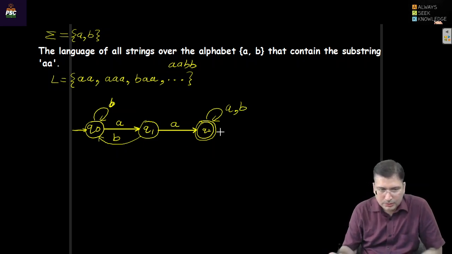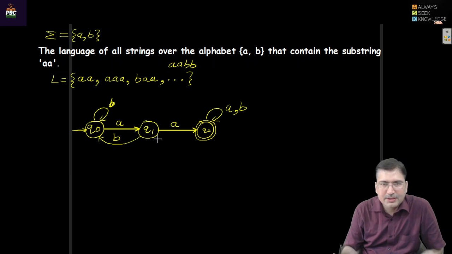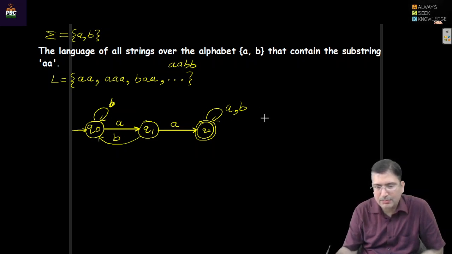right? So if I ask whether this is deterministic or non-deterministic, you check. On Q0 there is a unique transition for B, and a unique transition for A. On Q1 there is a unique transition for A, and a unique transition for B. On Q2 there is a unique transition for A and B. So that means it is a DFA.